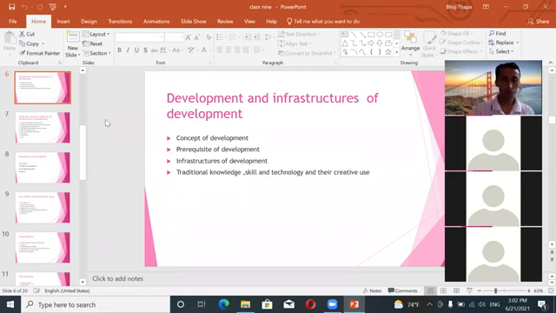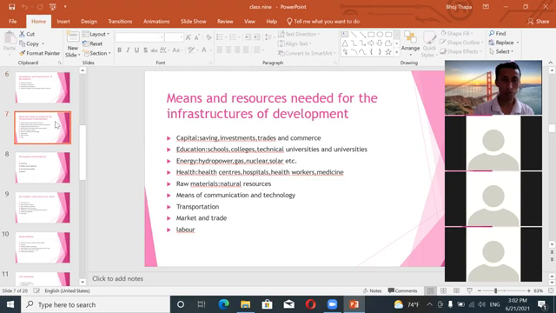First, you have got the idea of conservative development. Now, the prerequisite of development. Let's talk about these things. One thing, dear students: before going further, we'll discuss what are the means and resources needed for the infrastructure of development?